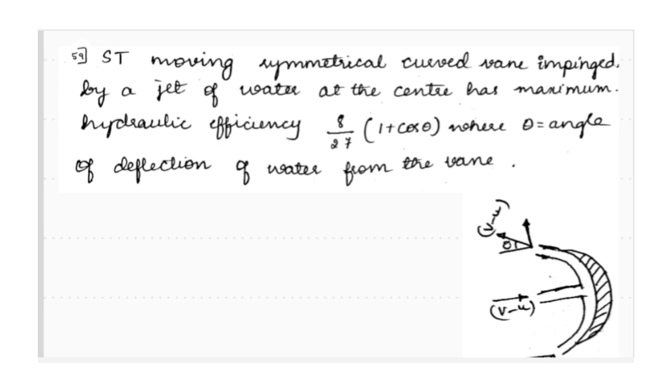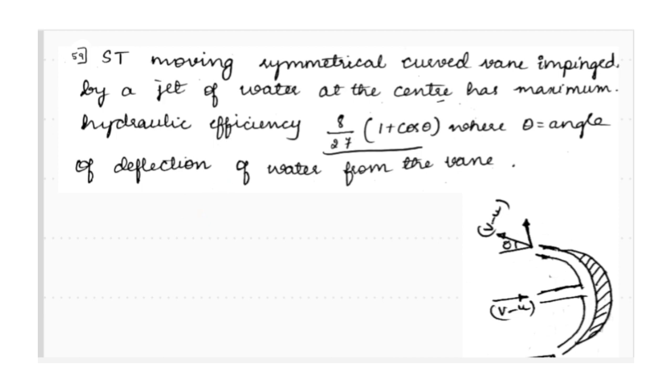Moving to the next problem, show that a moving symmetrical curved vane impinged by a jet of water at the center has a maximum hydraulic efficiency 8 by 27 into 1 plus cos theta, where theta is equal to angle of deflection of water from the vane. So here we have to show that efficiency of jet striking the curved vane at the center has a maximum efficiency, that is equal to this value. So here theta is equal to angle of deflection of water from the vane.